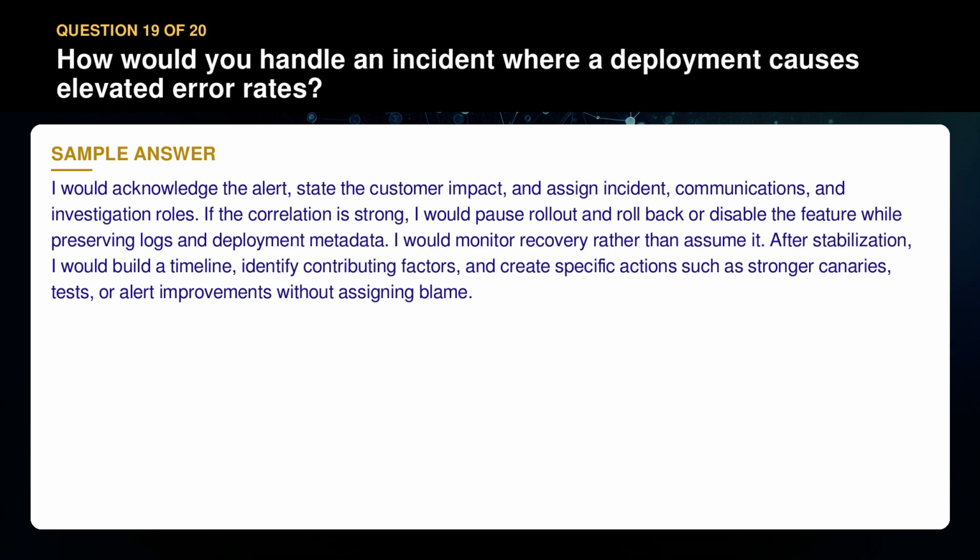Question 19. How would you handle an incident where a deployment causes elevated error rates? I would acknowledge the alert, state the customer impact, and assign incident, communications, and investigation roles. If the correlation is strong, I would pause rollout and roll back or disable the feature while preserving logs and deployment metadata. I would monitor recovery rather than assume it.